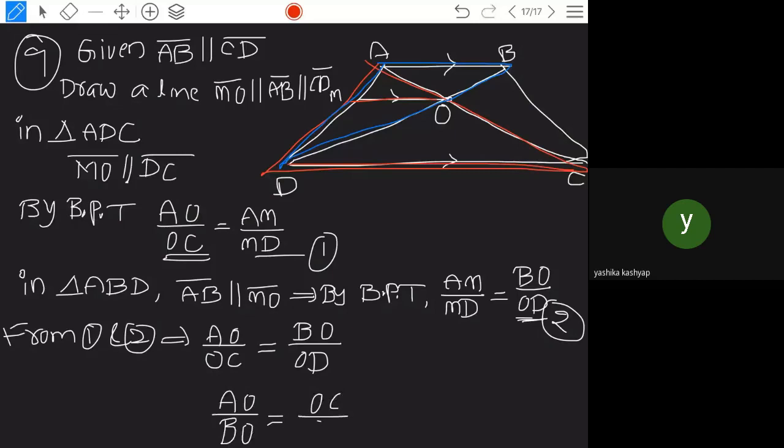Did you understand this? This is a very important problem from the examination point of view also. It is very important. Did you understand?